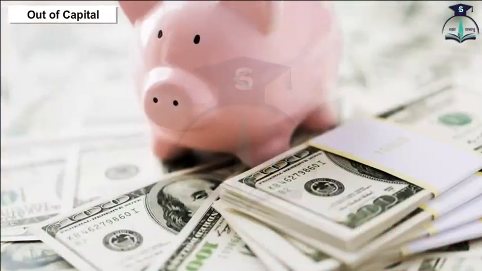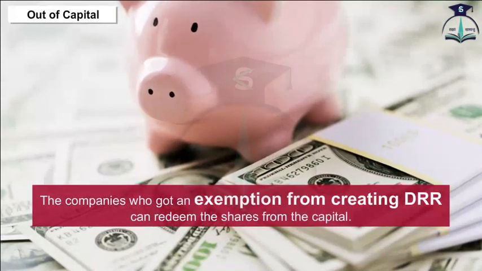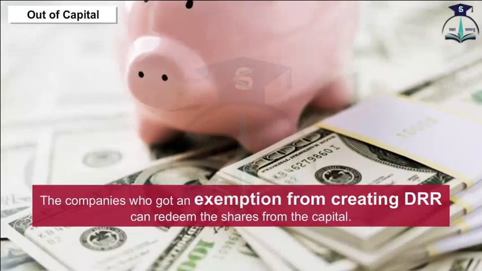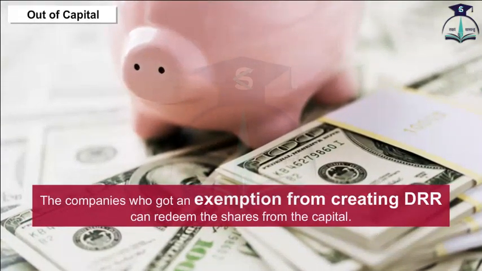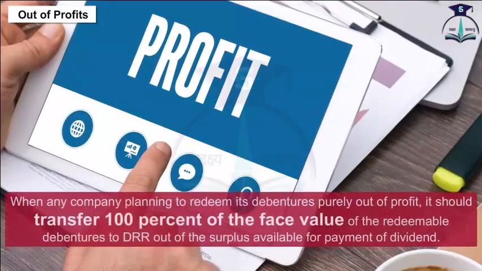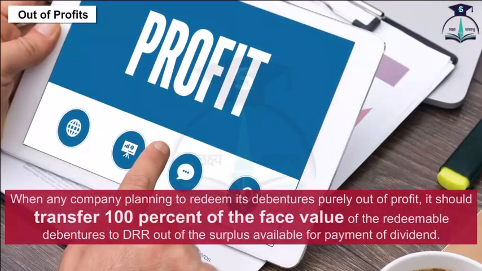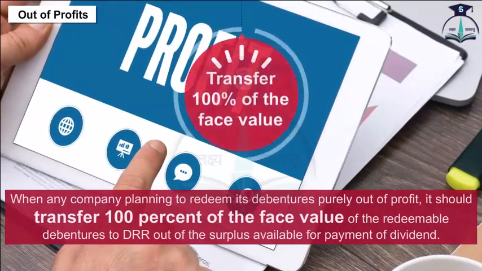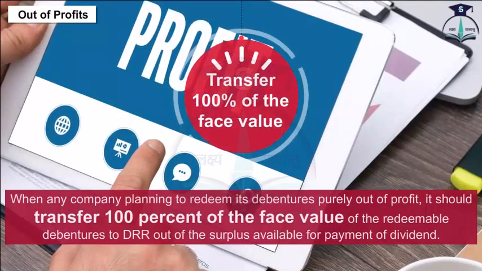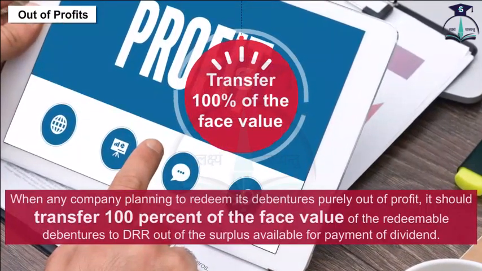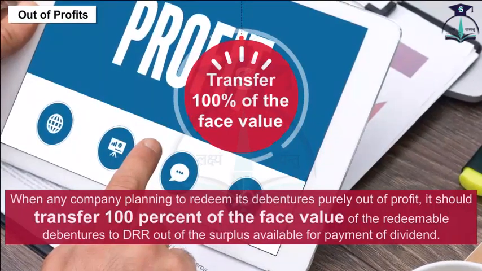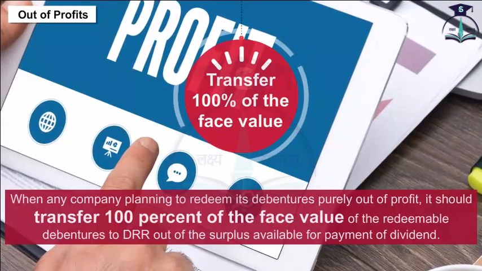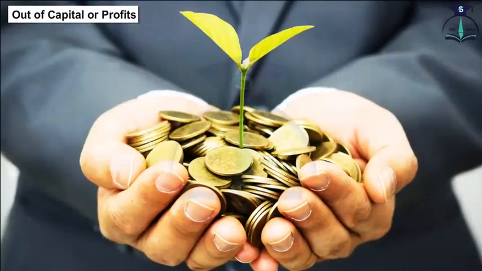Out of capital. The companies that got an exemption from creating DRR can redeem the debentures out of capital. Out of profits. When any company is planning to redeem its debentures purely out of profit, it should transfer 100% of the face value of the redeemable debentures to DRR out of the surplus available for payment of dividend.